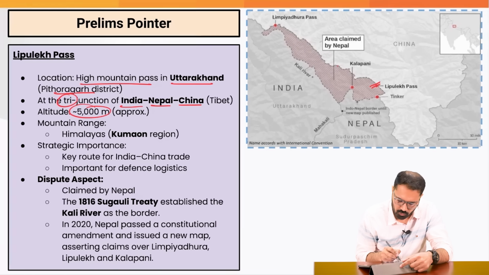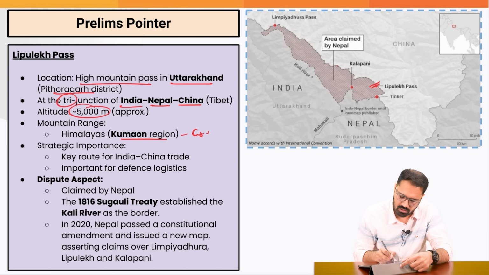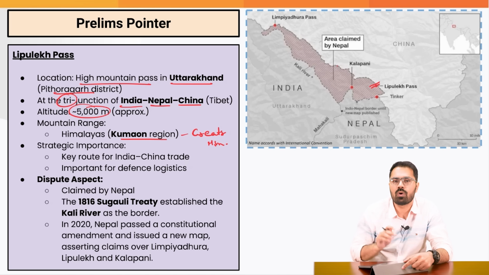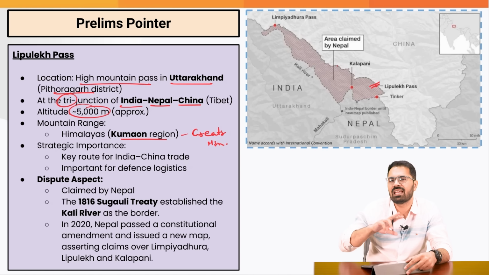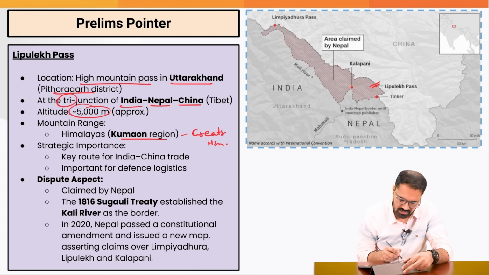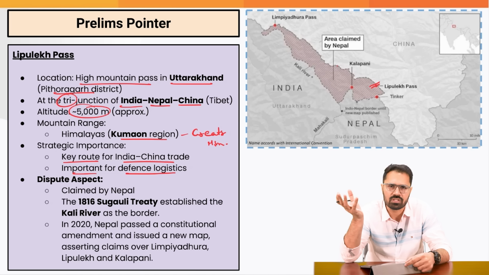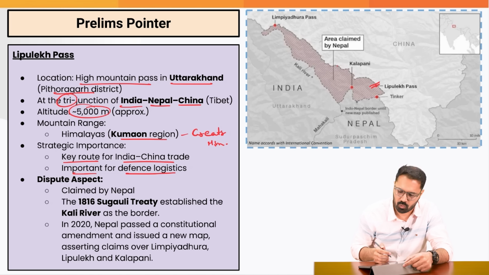Now this is part of the Kumaon region of the Himalayas, which is part of the Greater Himalayas. Clear? Greater Himalayas. Now what is the strategic importance? Why is this particular area so important? Why are India and Nepal fighting over this area? Because it is a key route for India-China trade. It is also important for defense logistics. Because of this importance of this particular area, neither country, India or Nepal, is ready to bend over the issue.